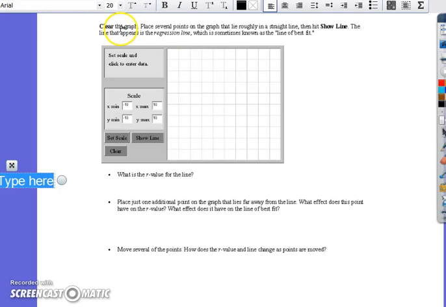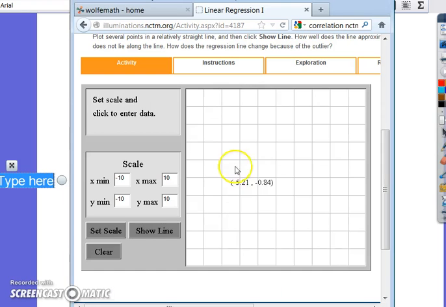All right, so it says, clear the graph, place several points on the graph that lie roughly in a straight line, and then hit show line. The line that appears is called the regression line. Okay, so let's put some points that are pretty close to being on a line. I'm going to have these points have more or less a positive slope.